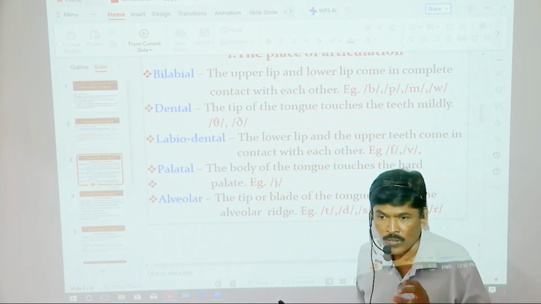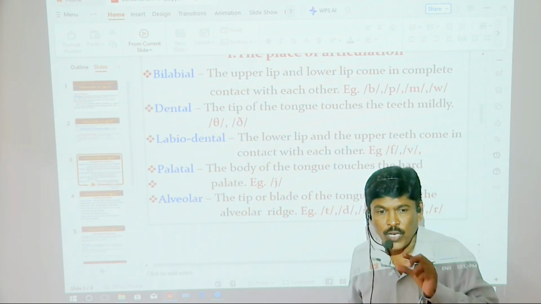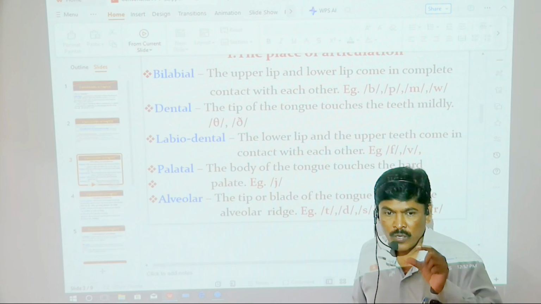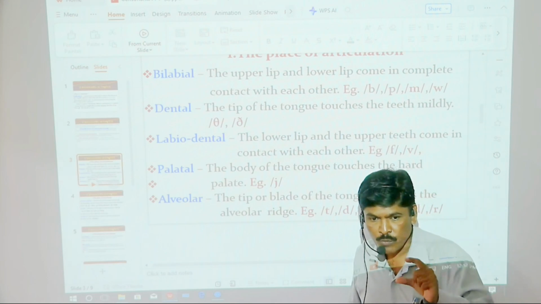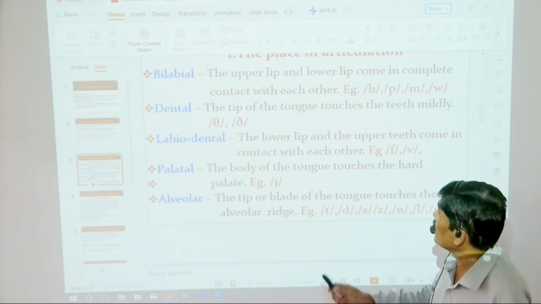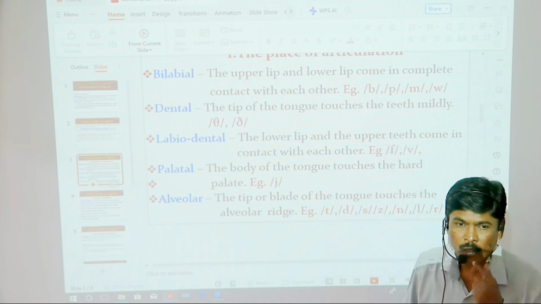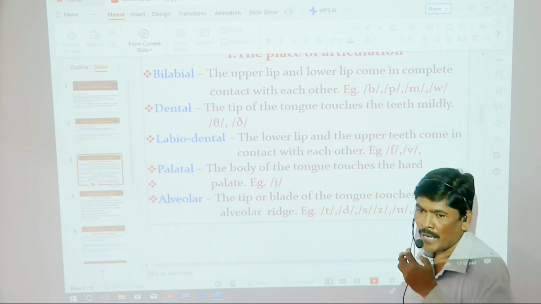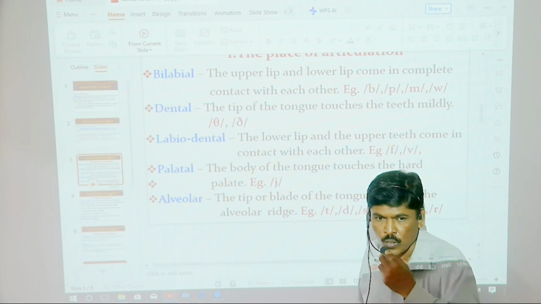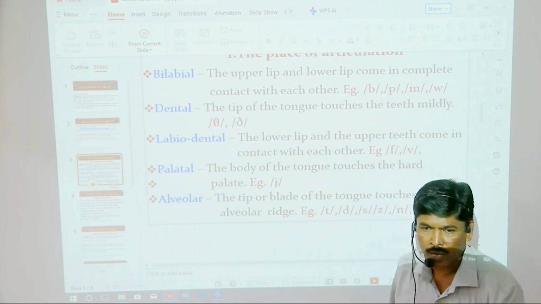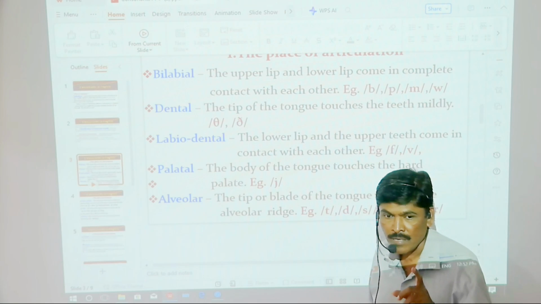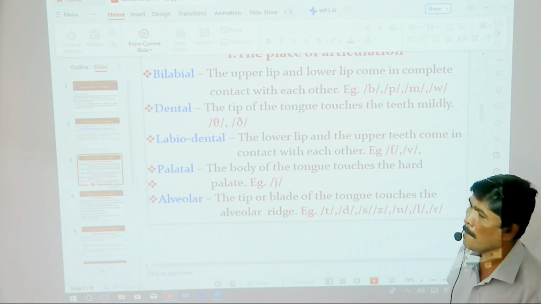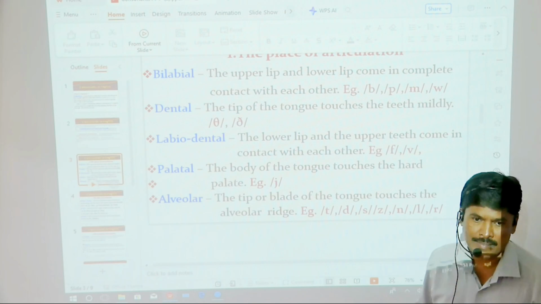See, what are the bilabial consonants? When 2 lips come together, upper lip and lower lip, that time the consonant which is produced is called bilabial. What are they? For example, b. Two lips come together. They get closed, and after the opening of these lips, air explosively comes out of the mouth cavity. That time this consonant is produced: b, then p, m, b, etc.